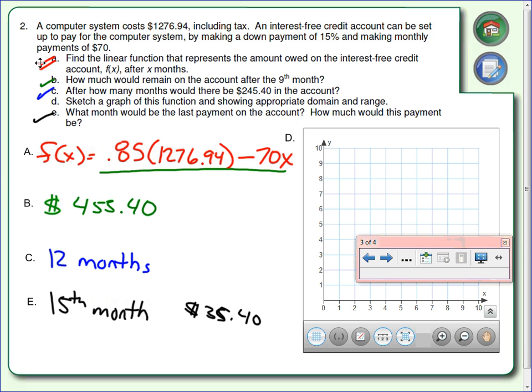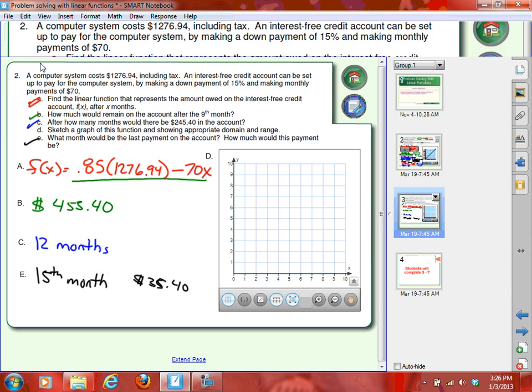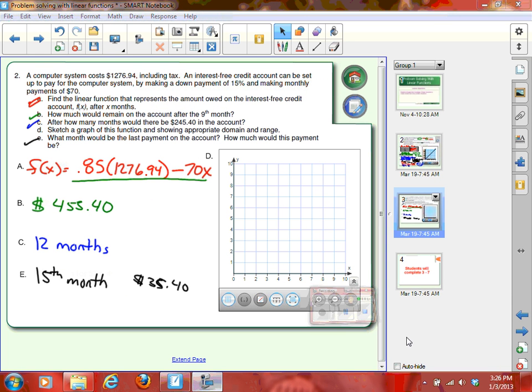All right, guys, I tell you what, we're going to have to stop right there because we're starting to run out of time, and I do want you to try and do some of these on your own. So we're not going to worry about the graph right now.